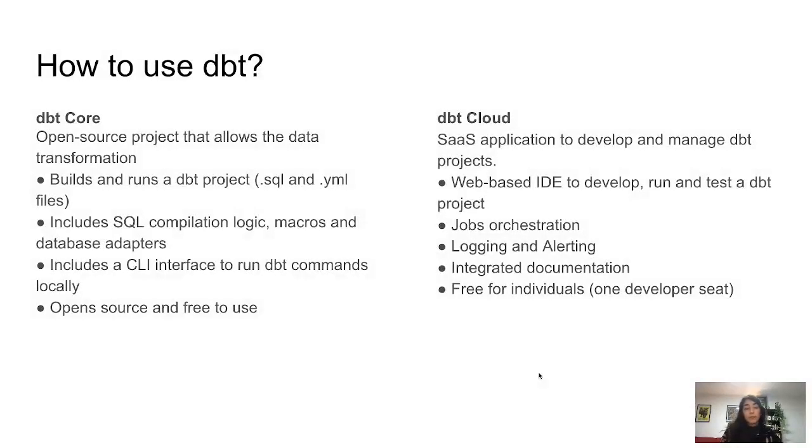So how to use DBT? DBT Core is the essence of DBT. It's an open source project that allows the data transformation. This is the part of DBT that's going to build and run the project. So it's going to include the compilation logic. It's going to include several macros. Imagine macros are functions. And it's going to also have several database adapters, so you could change your project depending on the database you want to use.